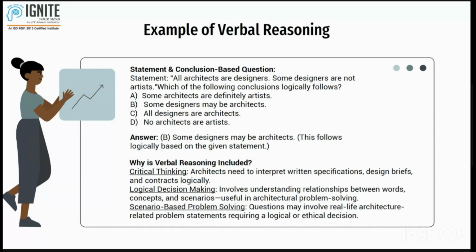The statement goes, all architects are designers. Some designers are not artists. Which conclusion logically follows? Option A, some architects are definitely artists. Option B, some designers may be architects. Option C, all designers are architects. Option D, no architects are artists. The answer is option B, some designers may be architects, and this follows logically based on the given statement.